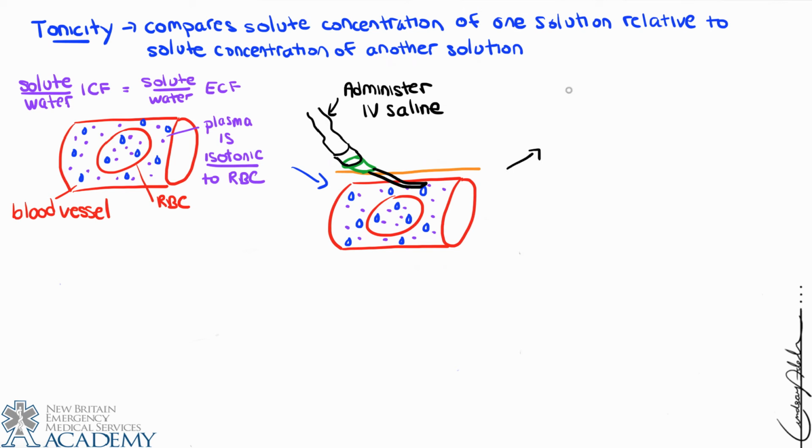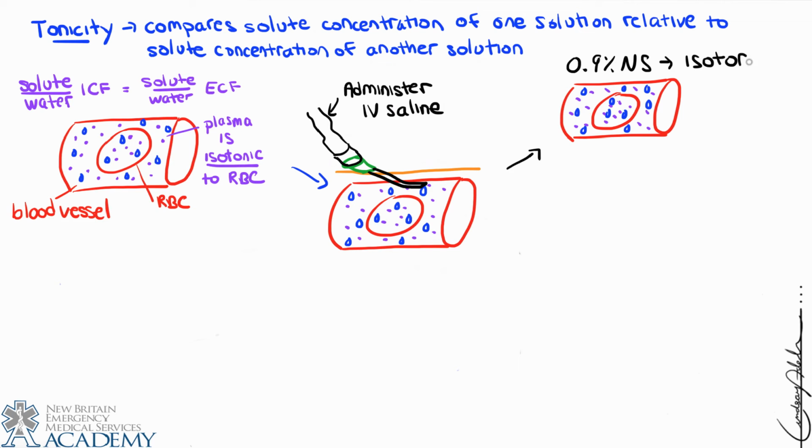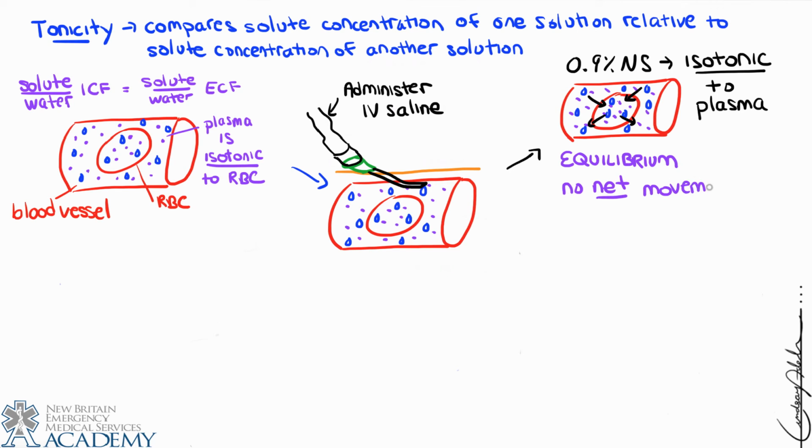So we're going to start with normal saline. If we add volume to the vasculature in the form of 0.9% normal saline, 0.9% normal saline is isotonic to plasma, meaning it has the same solute to water ratio, or the same solute concentration, as plasma does. And so when we add this extra water and salt into the blood vessel, we'll still have movement of water into the red blood cell and out of the red blood cell, presuming that we have aquaporins, but we'll say that we do. So we'll have movement into the cell and out of the cell, but we have an equilibrium situation, so there's going to be no net movement of water.